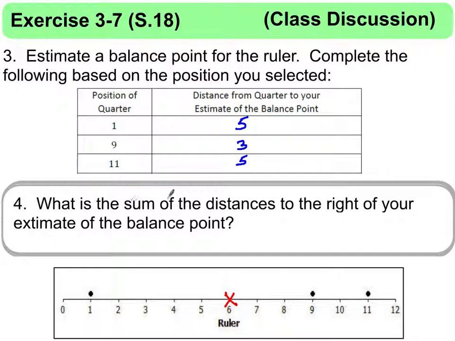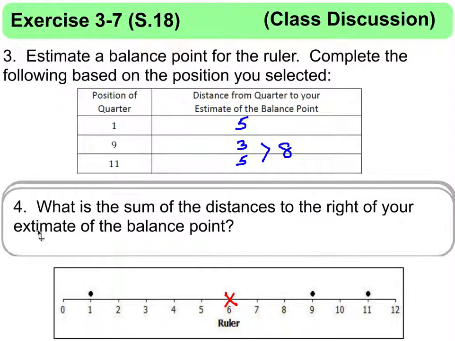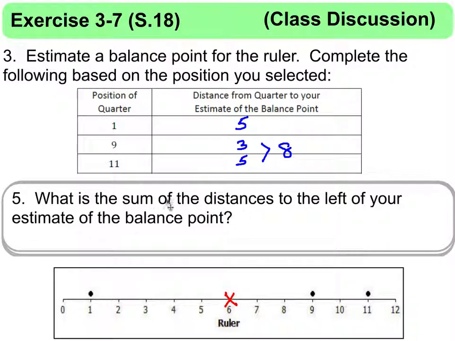They ask in 4, what is the sum of the distances to the right of your estimate of the balance point? So if I look to the right of my balance point, the sum of that would be 3 plus 5, and this would end up equaling 8. And exercise number 5, what is the sum of the distances to the left of your balance point? Since there's only one value on the left-hand side of my balance point, it would still be 5. So here we have a 5, and here we have an 8.